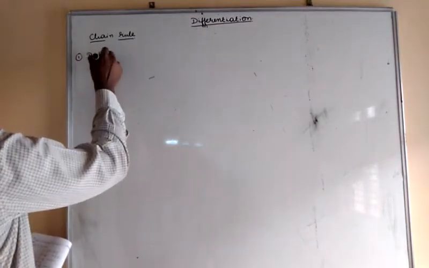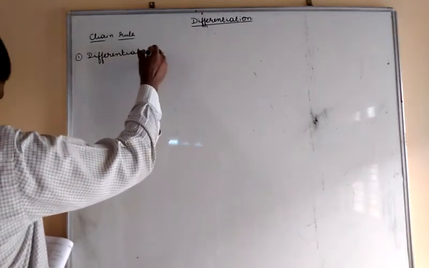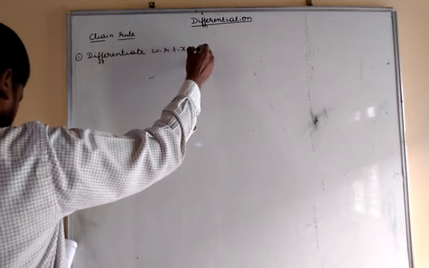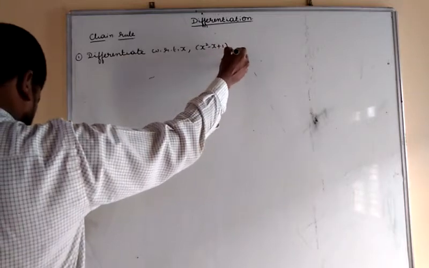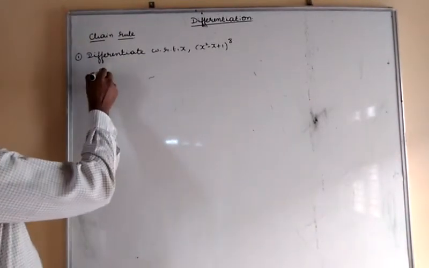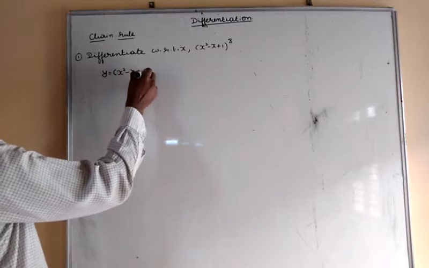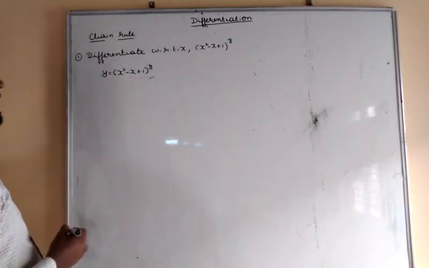Differentiate with respect to x: x square minus x plus 1 whole to the power of 8. Let us take y is equal to x square minus x plus 1 whole to the power of 8. Let us follow the first method, directly.